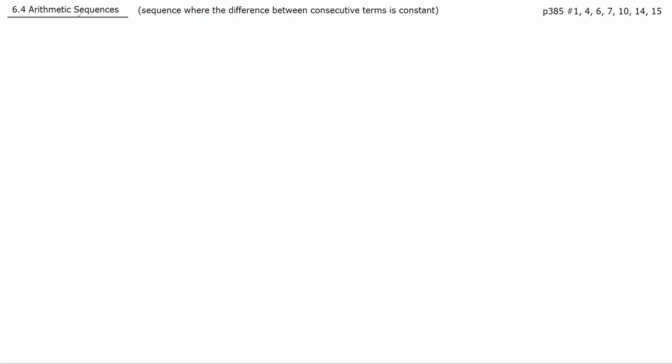Arithmetic sequences is a very specific name given to a sequence where the difference, that should already give you a hint of what you're going to see, between consecutive terms is constant. What does that mean? Well, it basically means it has a, quote unquote, common difference. Once again, what the heck does that mean? How about we go through an example and you'll have a better understanding.